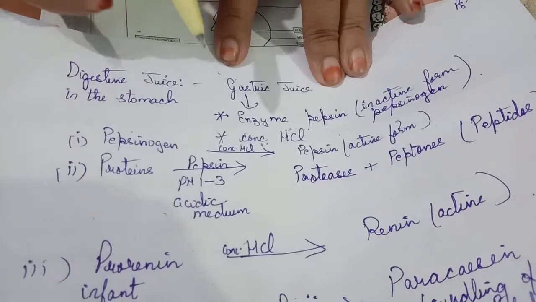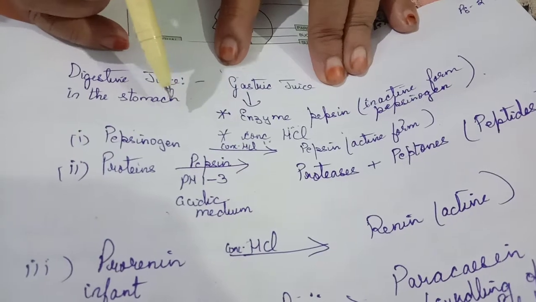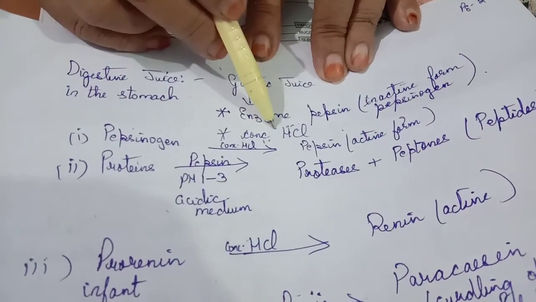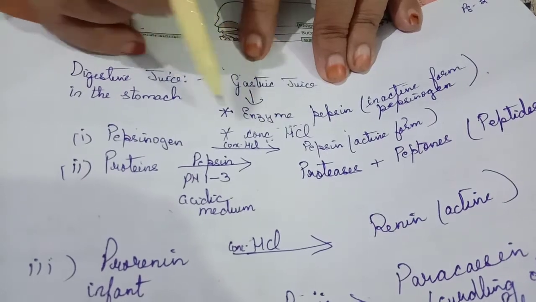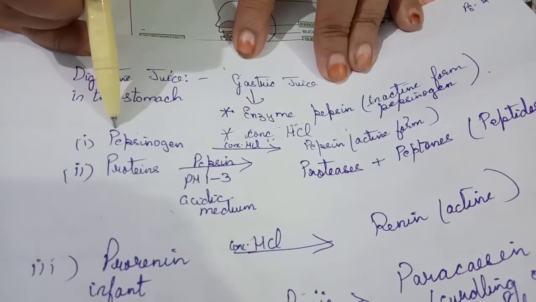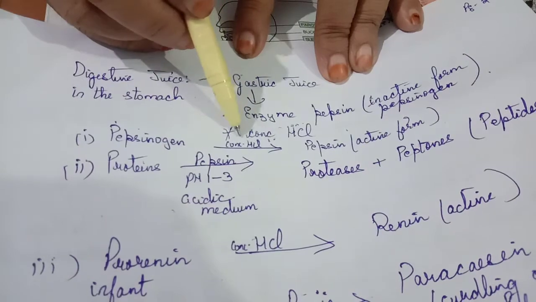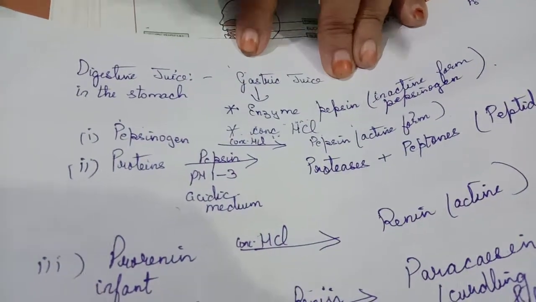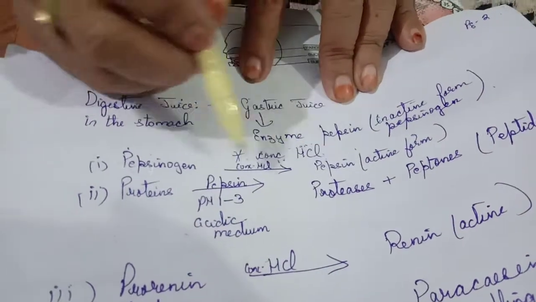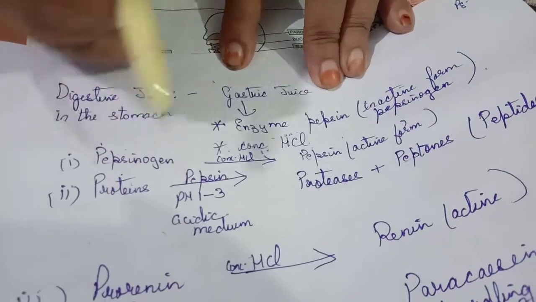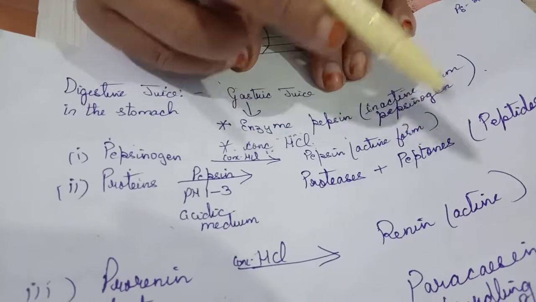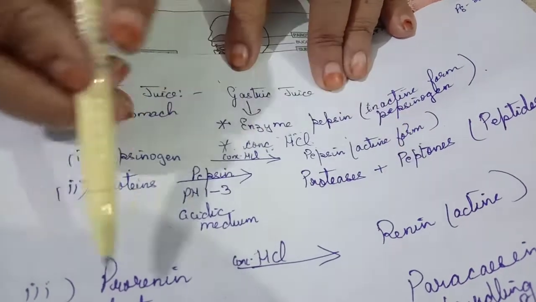Now what happens in the presence of concentrated HCl? As you know, it makes the medium acidic. Pepsinogen, which is present in inactive form, in the presence of concentrated HCl forms active pepsin. Got it? This active pepsin will break down proteins into proteases and peptones. Clear? Further digestion will take place in the intestine.